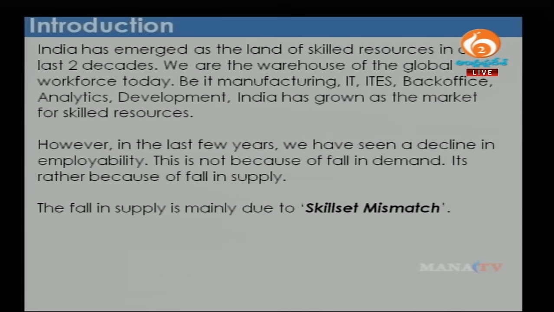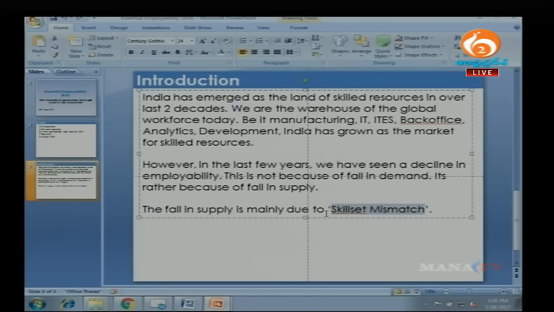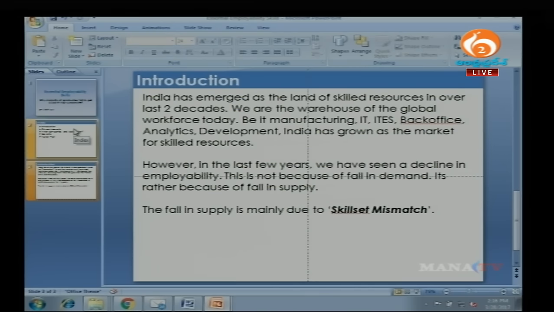All right. So I'm saying, however, in the last few years, we have seen a decline in employability. This is not because of fall in demand, it's rather because of fall in supply. The fall in supply is mainly due to skill set mismatch. And if you observed, I made it bold and italics. How do I do that? I select this entire text, come to the home button, click on bold and click on italics. Underline is not needed because it's prominent enough. Okay, so that is my introduction.